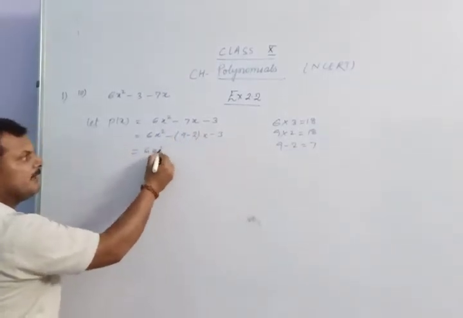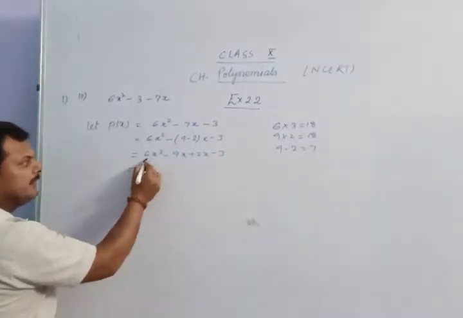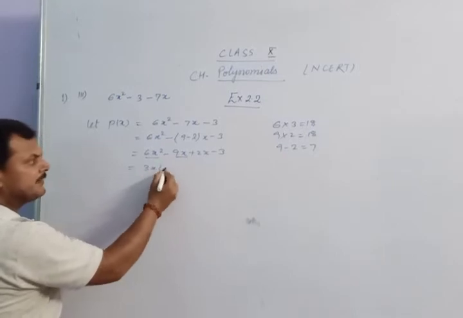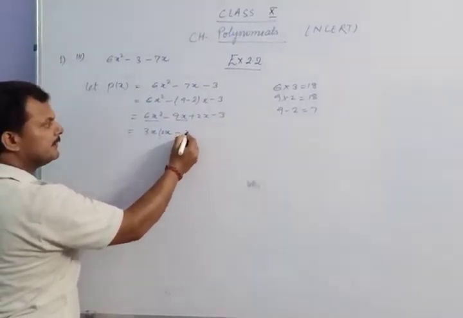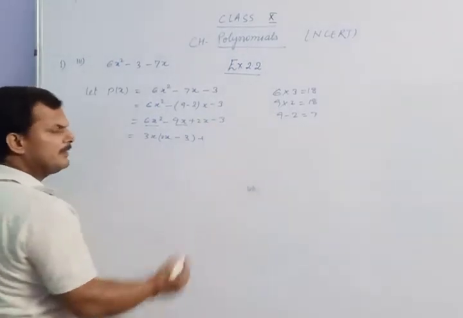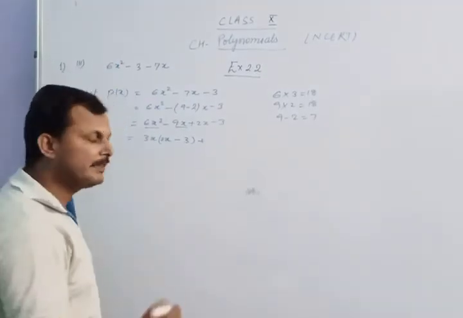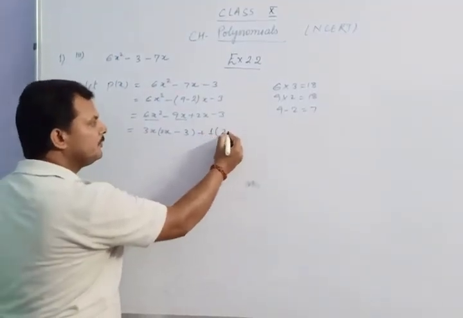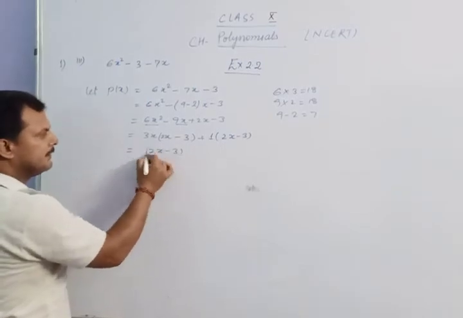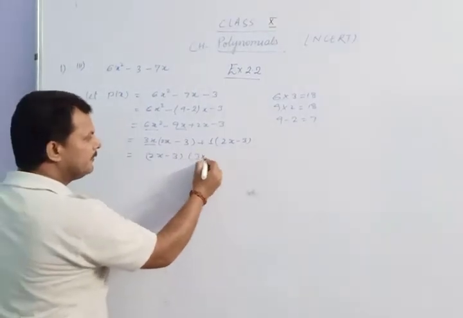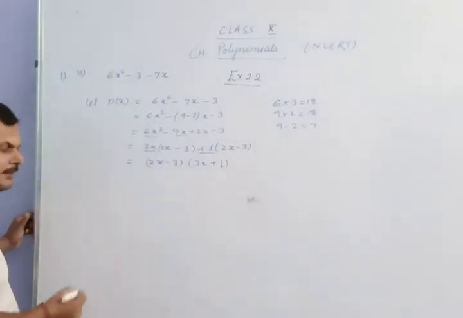Then 6x square minus 9x plus 2x minus 3. Here in the first two terms we observe 3x is common. Then 2x minus 3. Here no number is common. If no number is common, it means 1 is a factor of every number. So you have to take 1 as common. 1 into 2x minus 3. Then take out 2x minus 3, and here will be 3x. Write down. Here will be plus 1. Write down. Now we have got the factors.